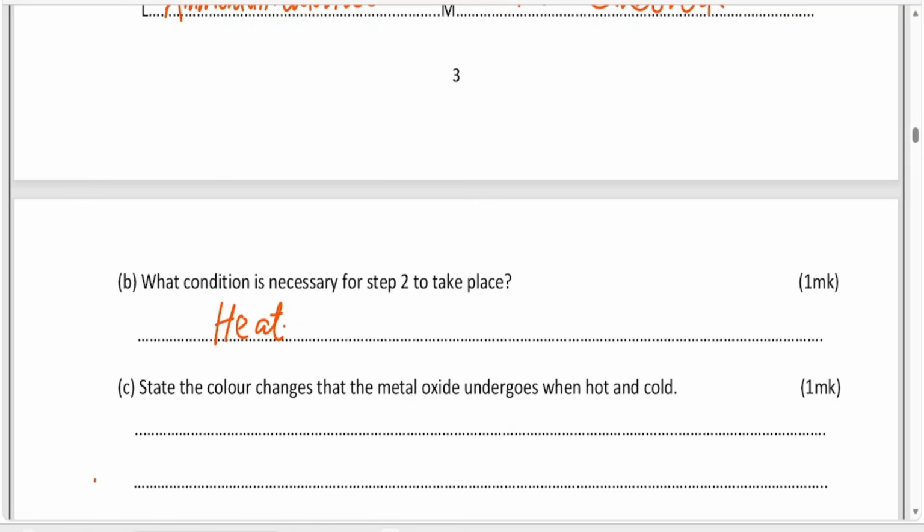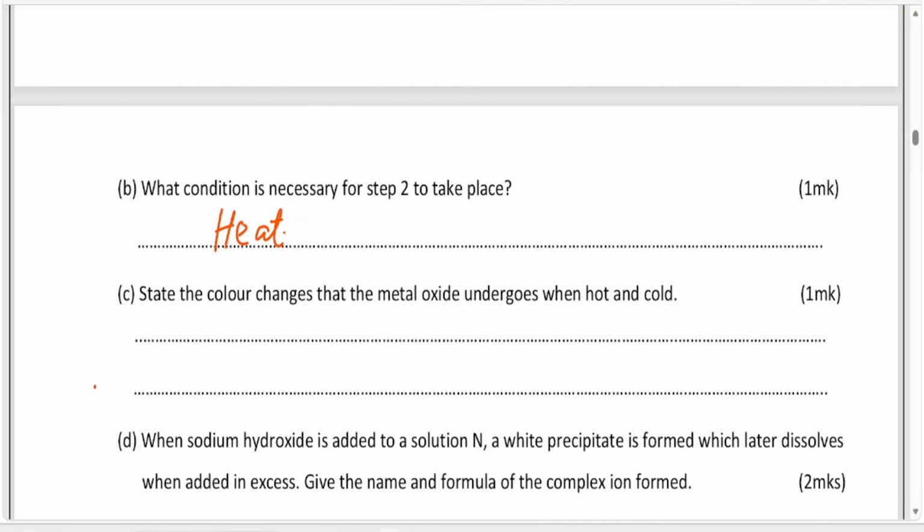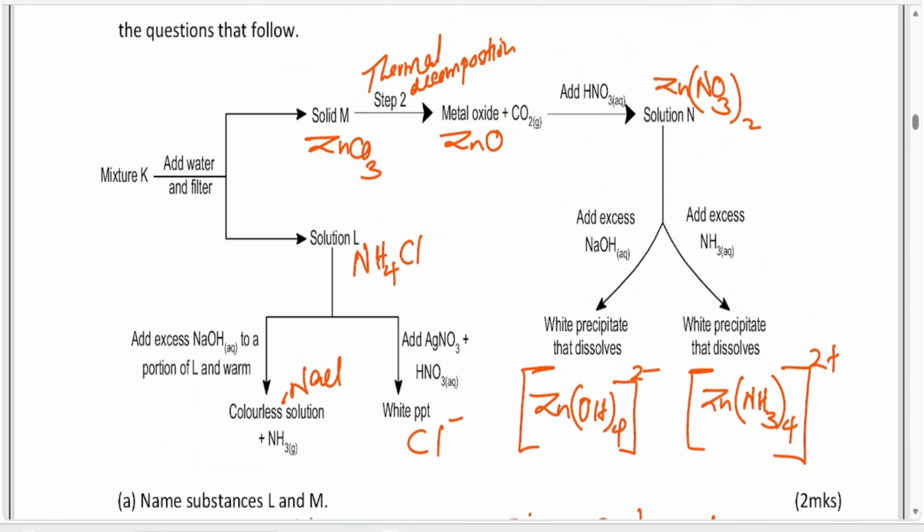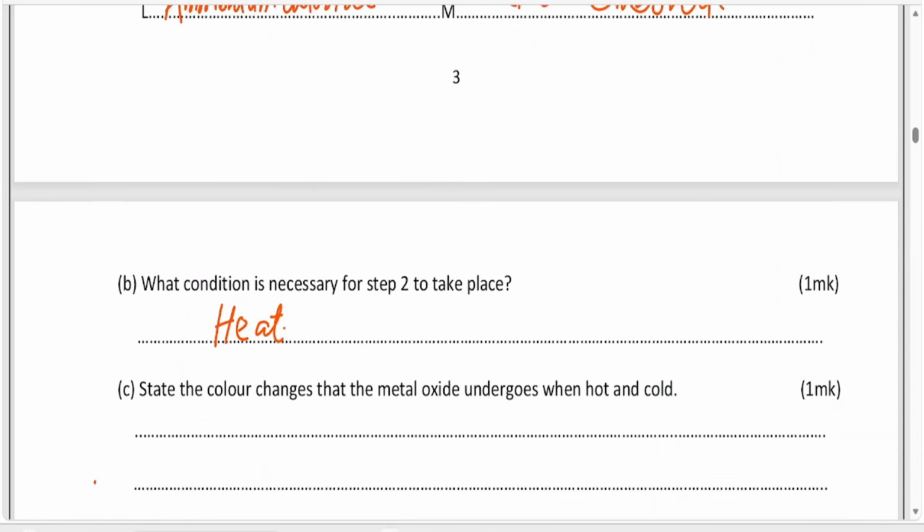Beginning with question part C. State the color changes that the metal oxide undergoes when hot and cold. We need to look at the metal oxide. The metal oxide that was formed after the thermal decomposition was zinc oxide.